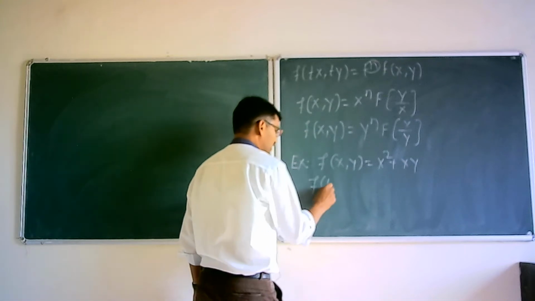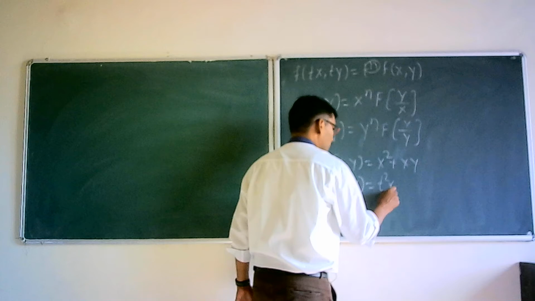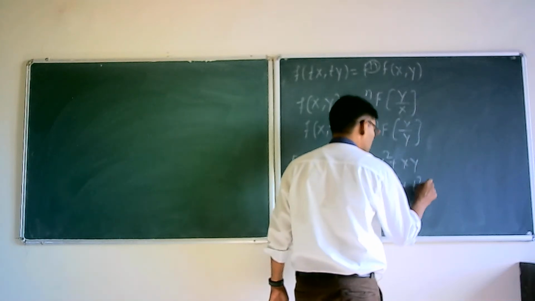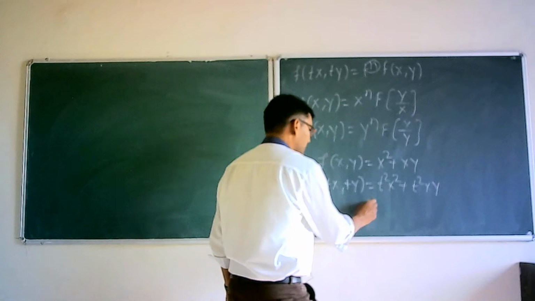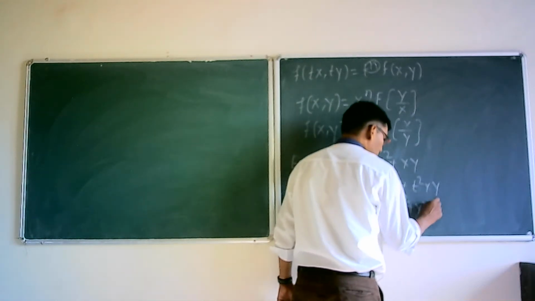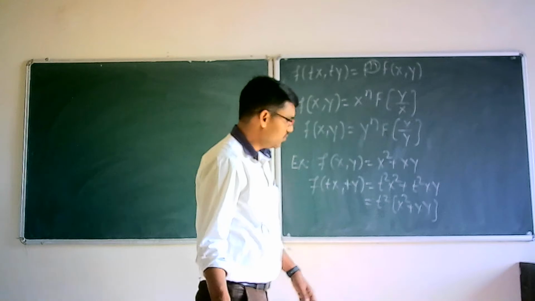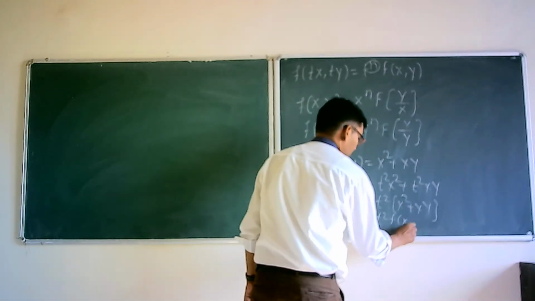Just put tx in place of x, and ty in place of y. It is equal to t square x square plus t square xy, since tx times ty becomes t square xy. If you take t square outside, it is x square plus xy. So it is a homogeneous function of degree 2. It is equal to t square f(x, y).